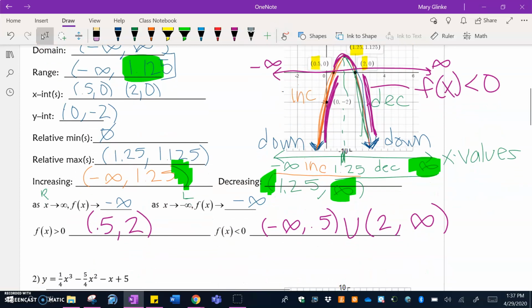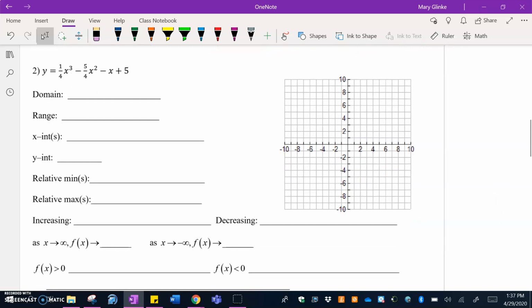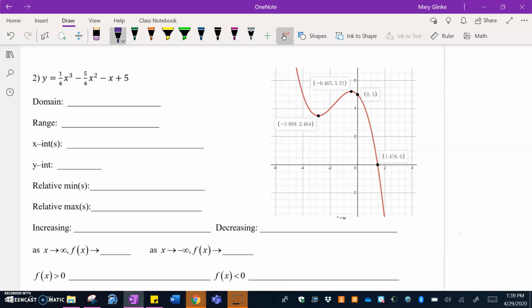Okay, so let's try another one here. So number 2, it's another one where we're going to have to graph it first. So I'm going to go ahead and pause, type it into Desmos, and then copy it here. Okay, so here is our graph. You'll notice that when I was on Desmos, I went ahead and I clicked the points to find my highs and lows and my intercepts.